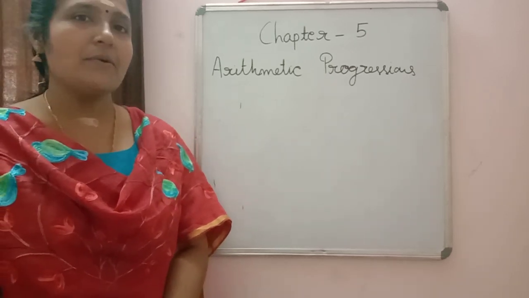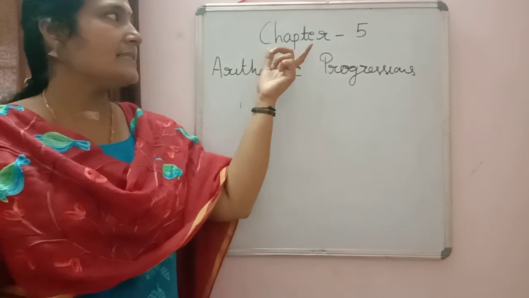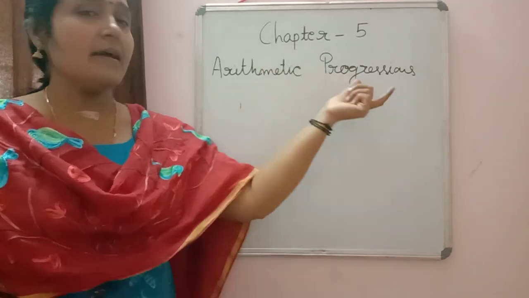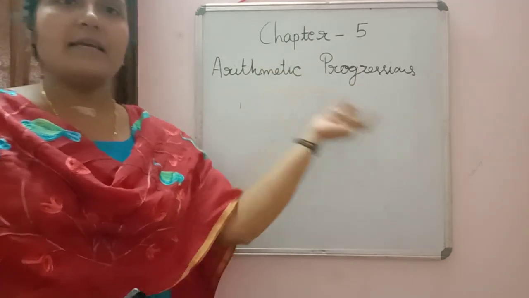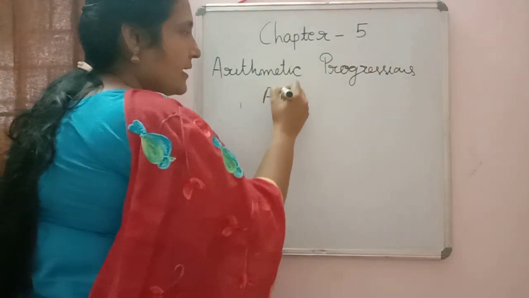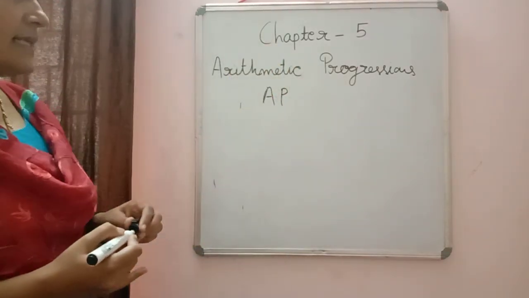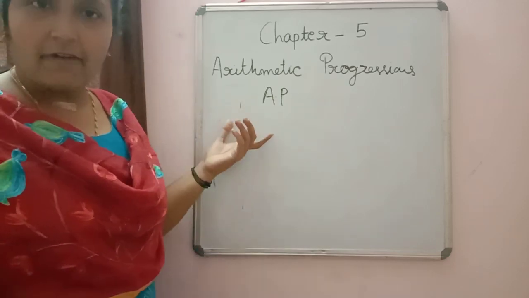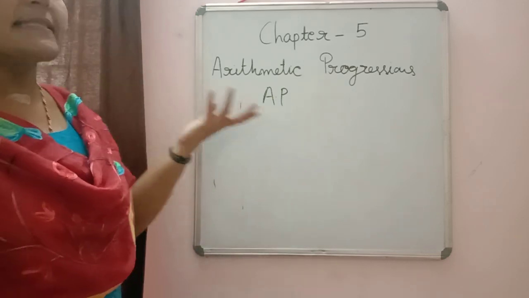Now we will start today the next chapter, chapter 5, arithmetic progressions. Arithmetic progression is also denoted by AP, the short form is AP. So first we have to know what is AP.